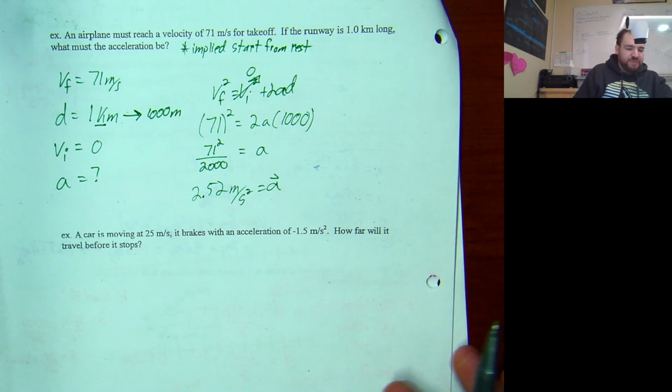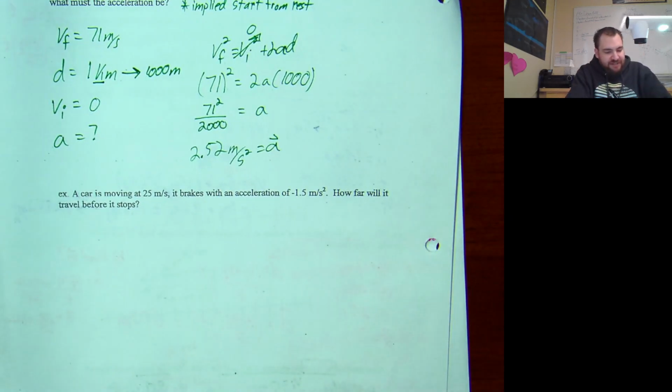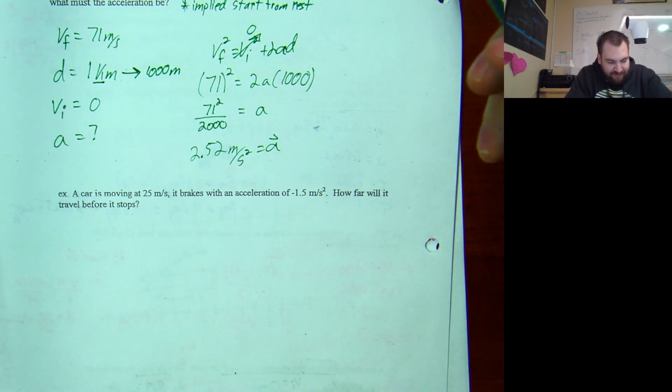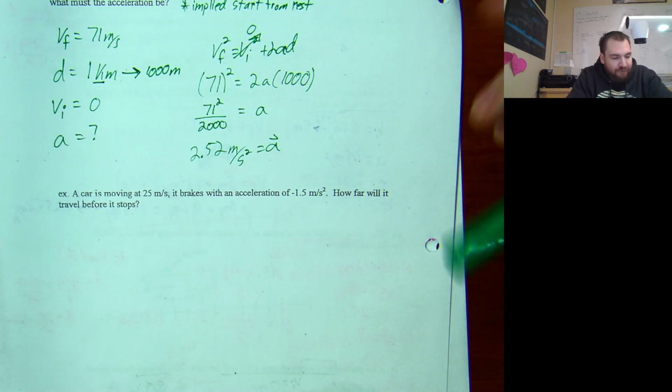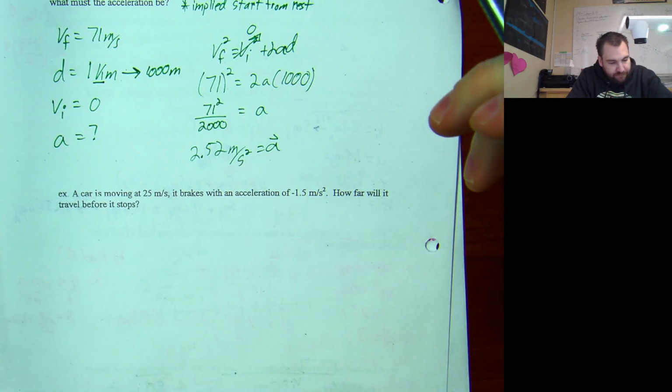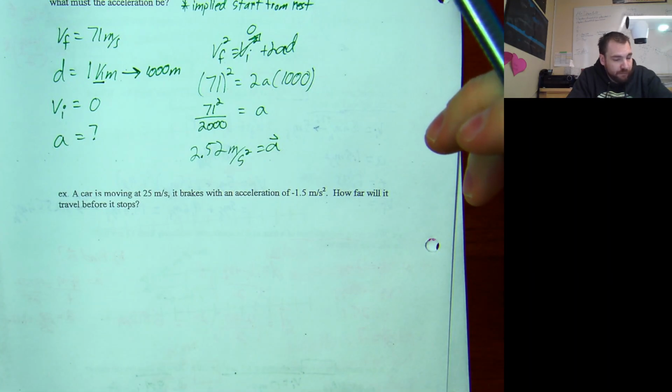Okay, the car is moving at 25 meters per second. It brakes with an acceleration of negative 1.5 meters per second squared. How far is it going to travel before it stops? So what do we know?